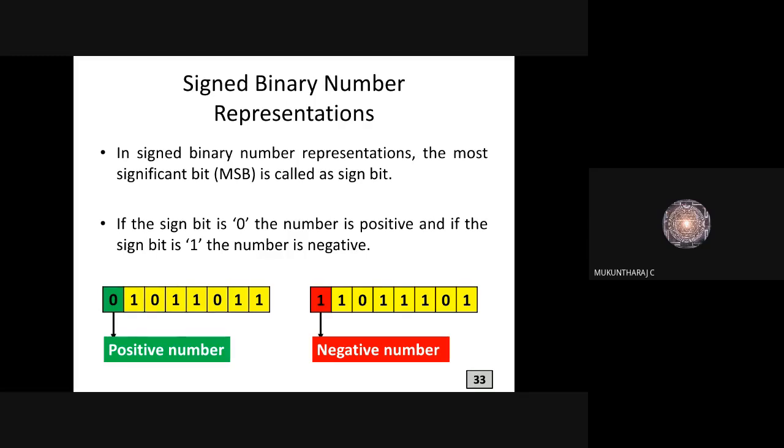Okay, if I say a signed binary number, you have to check with the MSB bit. Okay, which is a signed bit. So 0 இருந்தா positive number, 1 இருந்தா negative number. So this is the way to represent the signed binary number.